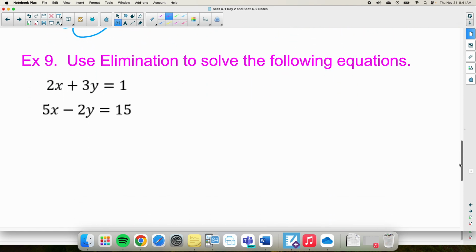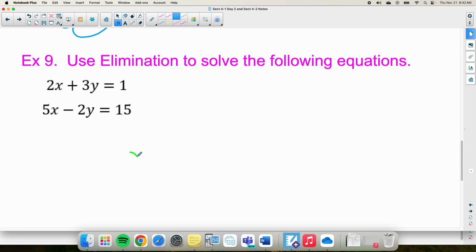But if you got anything else, then I'm guessing you did it wrong. Okay? Now, we're going to do one more, and I'm just showing you this because sometimes your x's and your y's don't automatically cross out. When that happens, you look at your numbers in front of your x and see what you could multiply one or both of the equations by so that one of them is like +3 and the other one is -3. What do 2 and 5 go into? 10. So you could multiply the top one.